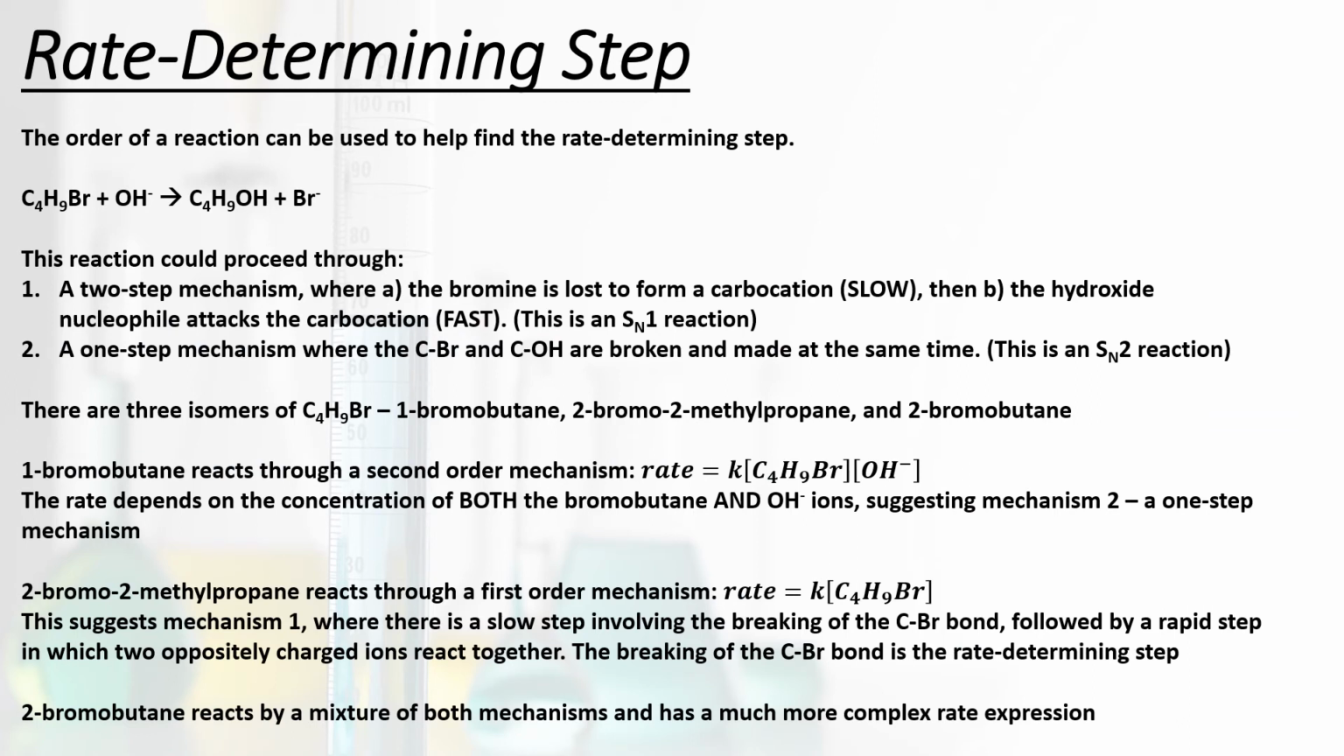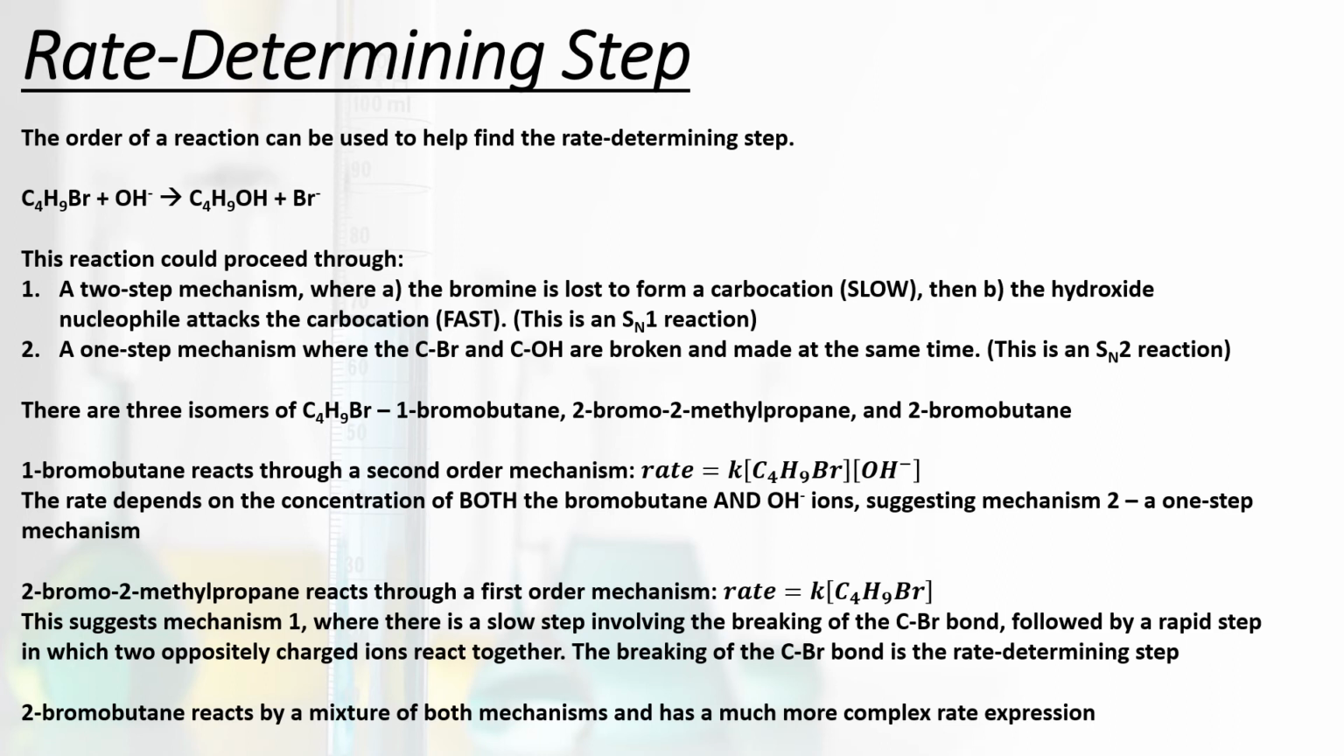Now the order of the reaction can be used to help find the rate determining step. So let's take a pretty simple nucleophilic substitution reaction. We have bromobutane reacting with our hydroxide anion. This produces butanol, an alcohol, and kicks off the bromide anion.